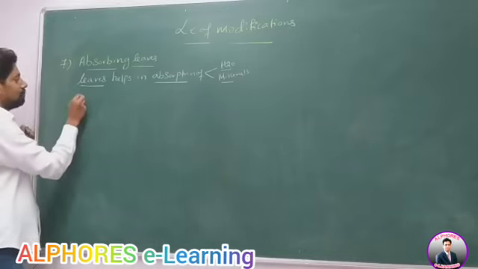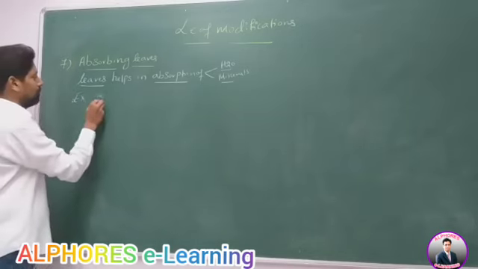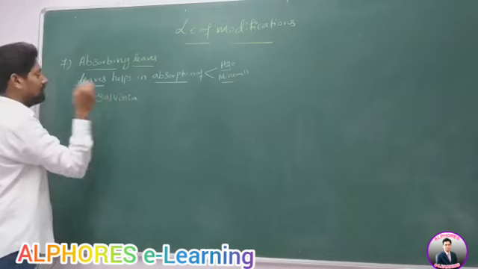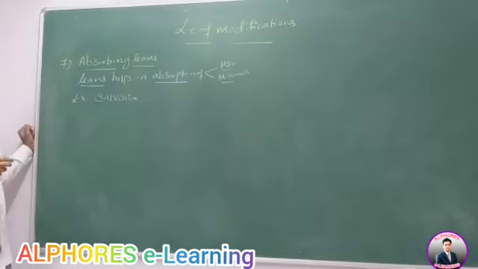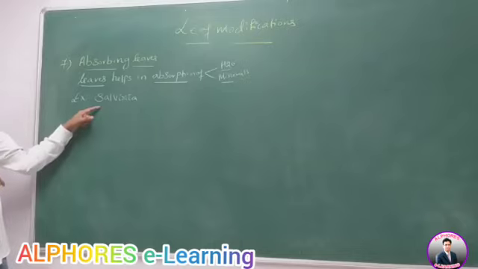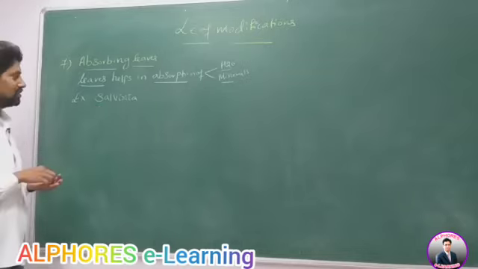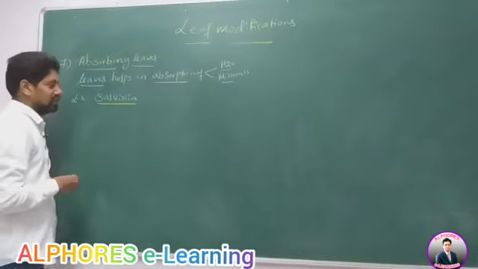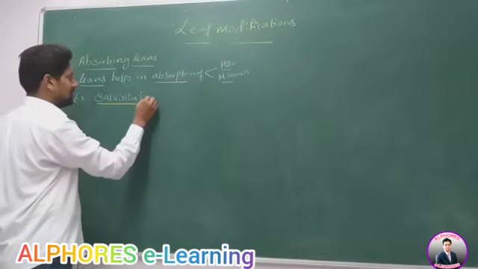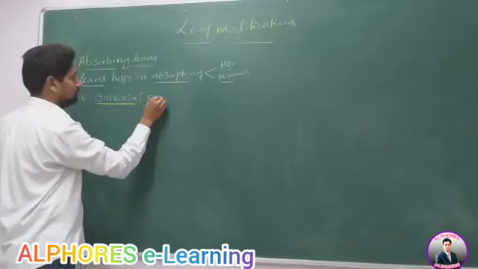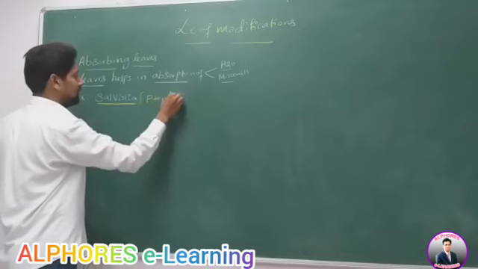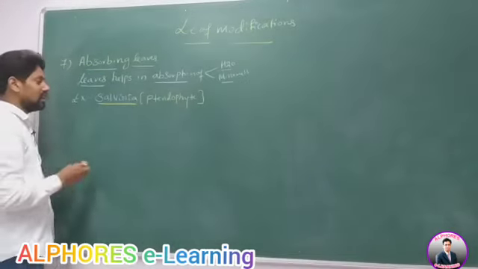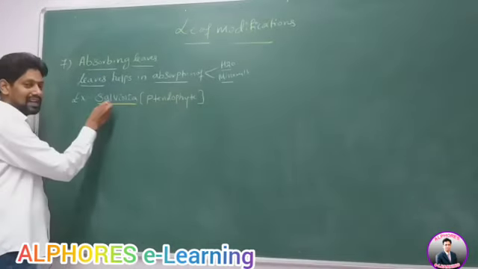What is the example for absorbing leaves? Salvinia. Salvinia is an example for absorbing leaves. This Salvinia is a pteridophyte. Is it okay? Right? This Salvinia is a hydrophyte.